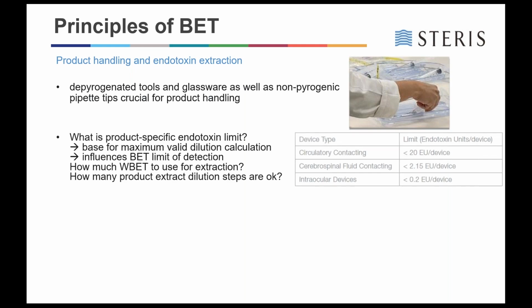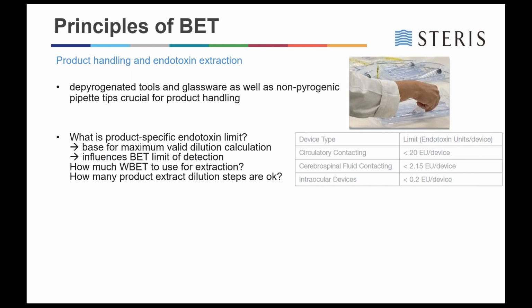The other key component here is the product-specific endotoxin limit. We will use this based with the maximum valid dilution to perform this calculation. This influences the BET limit of detection, and we would adjust the lysate sensitivity accordingly. The other portion is how much of the water that we're using for the extraction process and how many steps might be needed to complete the extraction. And the table there gives us an idea of what kind of limits that we're working with.